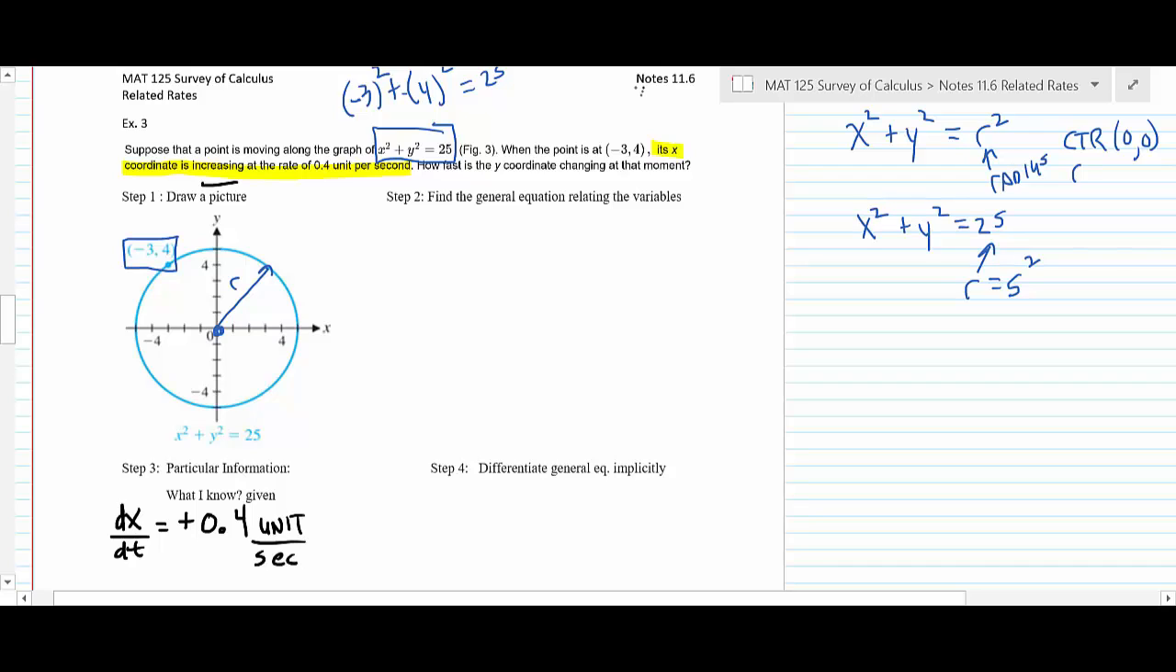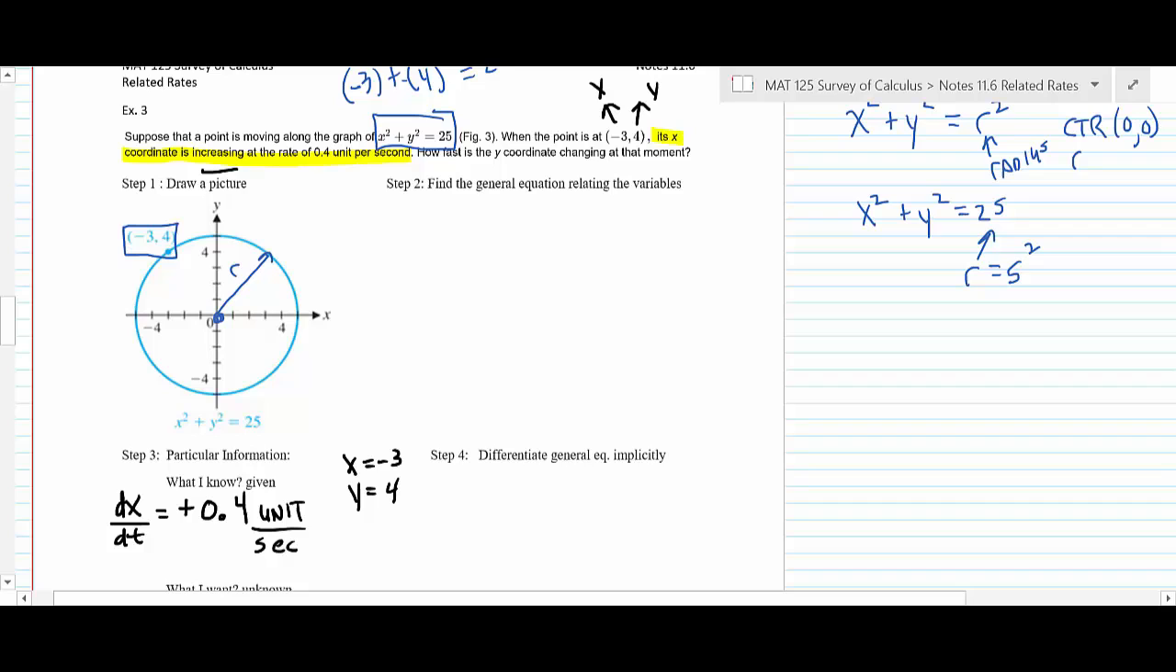I've also given you x and y. That's given in the problem, so let's write down that we also know that x is -3, and we know y is 4. Okay, so we have that. That appears to be all we have in the problem.